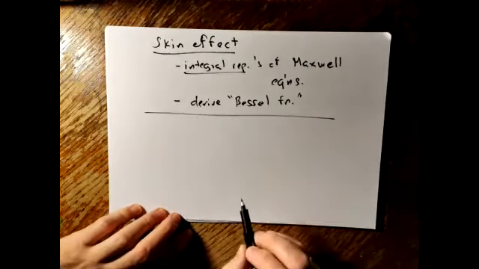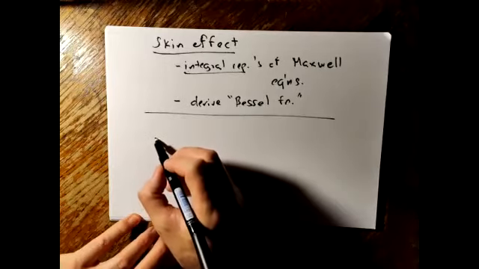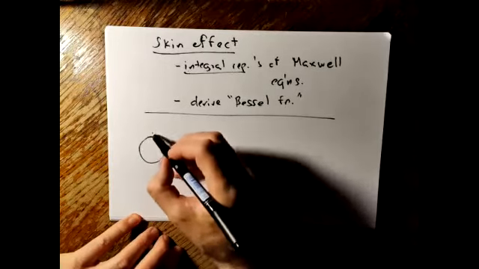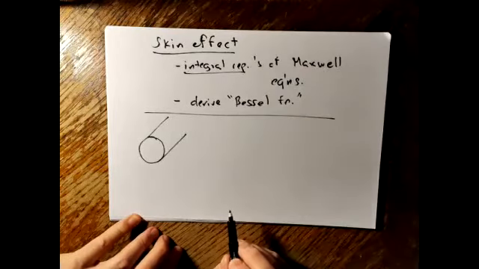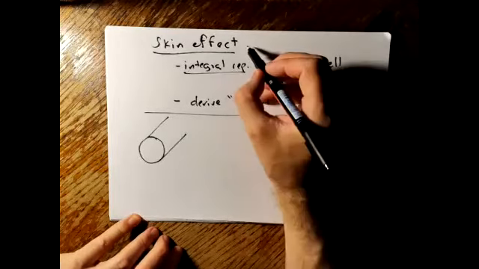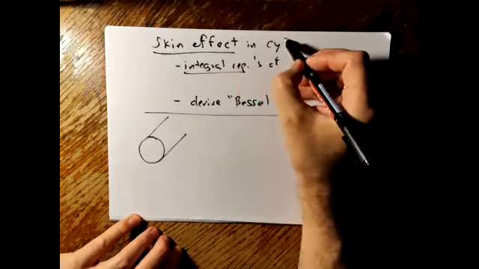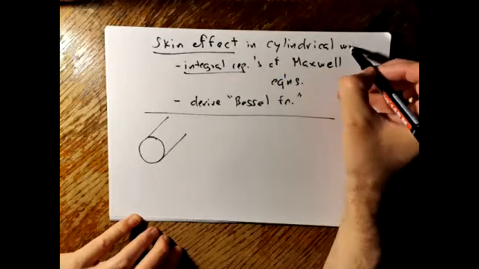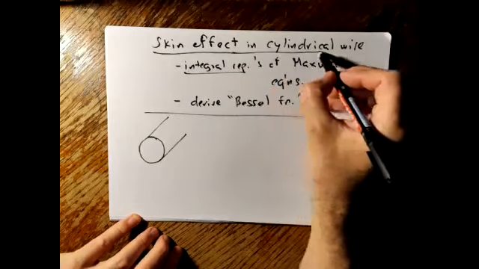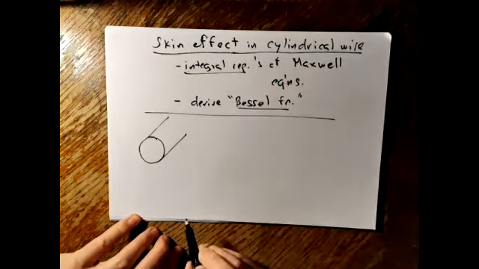So let us think about what the problem is first. Basically you have a wire. This is the skin effect in a cylindrical wire. This is important: our wire is cylindrical. That's why you can use the Bessel functions.